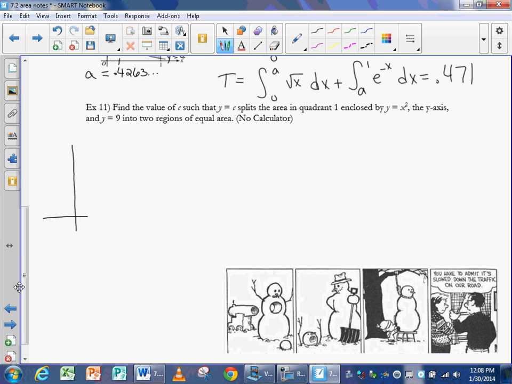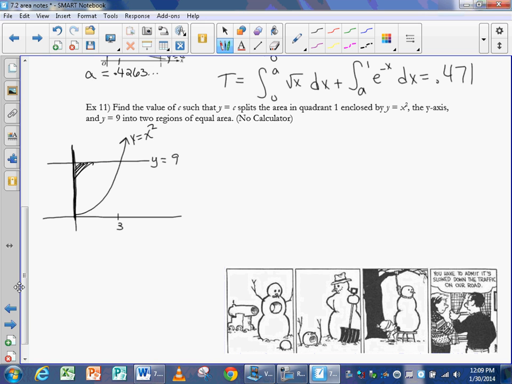So I'm just going to deal with quadrant 1. Y equals x squared in quadrant 1 looks like this. The y-axis is going to be another boundary, so I don't want to forget about that. And y equals 9 is going to come through here. And just to remember, I know that crosses at 3. It might be necessary to know that.